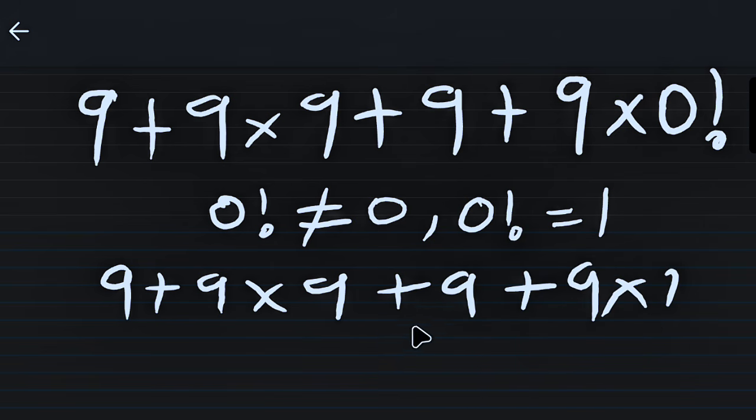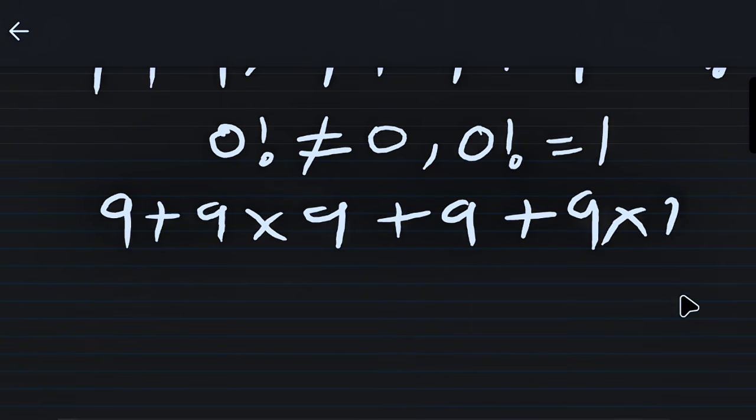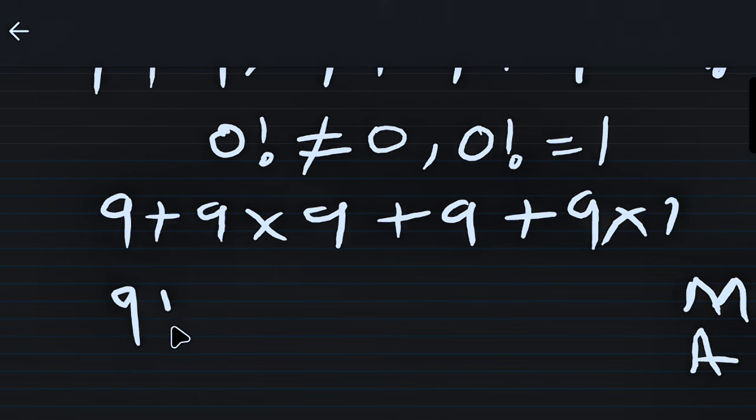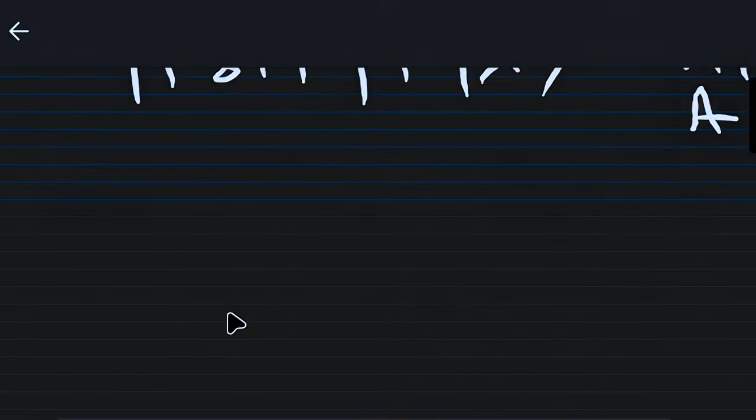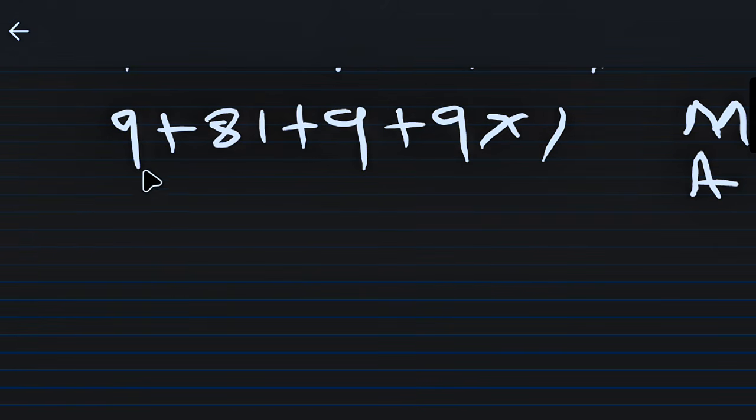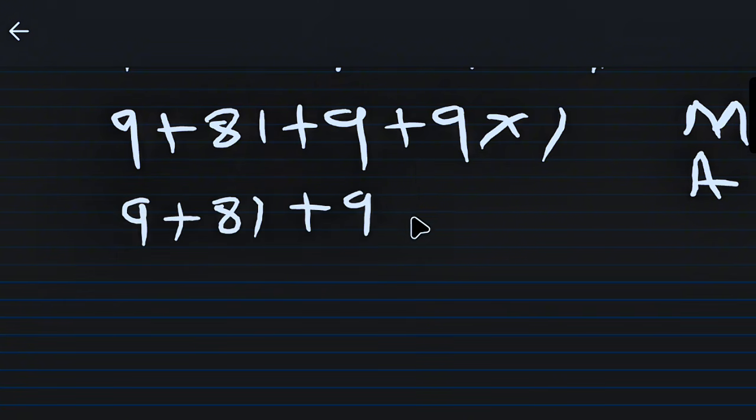So from here, according to the order of operations, when you have multiplication and addition, multiplication is of higher priority than addition. So first of all, multiply before adding. So we have 9 plus 9 multiplied by 9 equals 81, plus 9 plus 9 multiplied by 1. We multiply this, because multiplication is of higher priority. So we have 9 plus 81 plus 9 plus 9 multiplied by 1 equals 9.